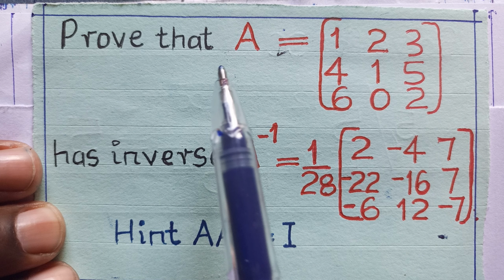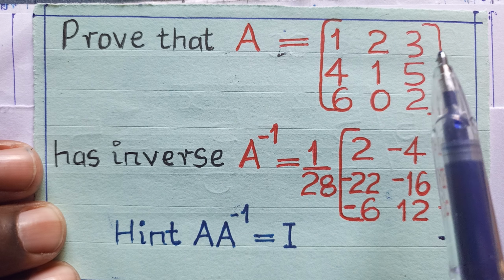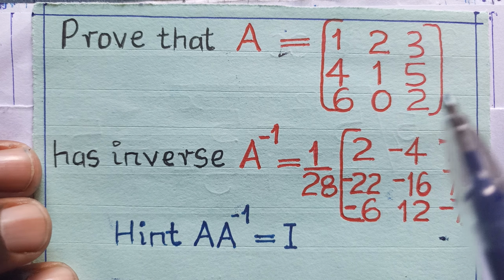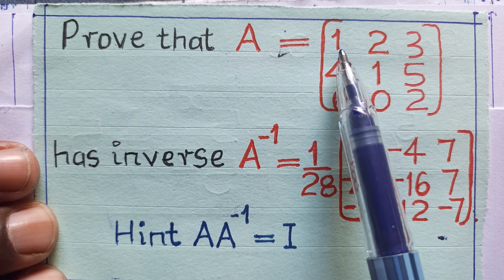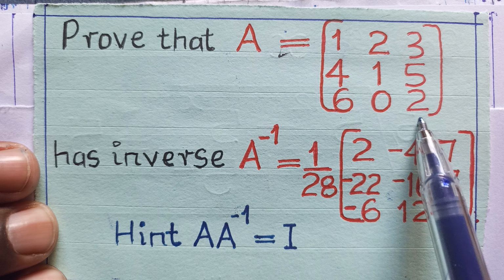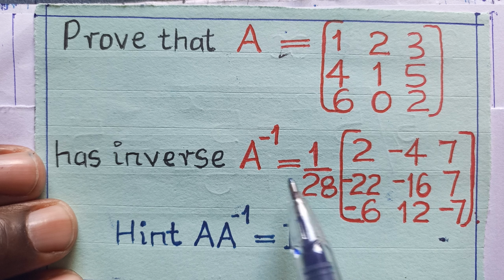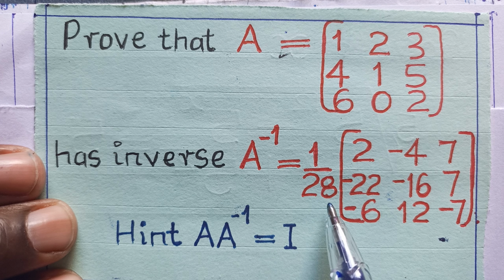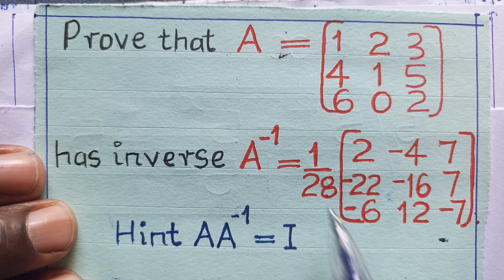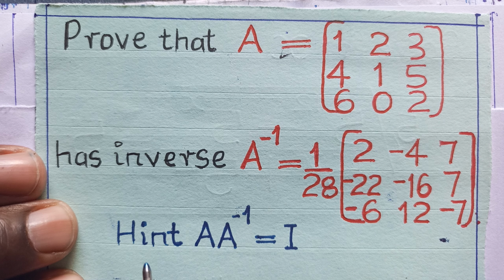Guys, I read the question first. Prove that A, that is the matrix having first row 1, 2, 3, second row 4, 1, 5, and 6, 0, 2 for the third row, has inverse A inverse equals 1 over 28, and then you have that matrix. And of course, you are given a hint here. Guys, for the hint, you can use it to test if the answer is correct.